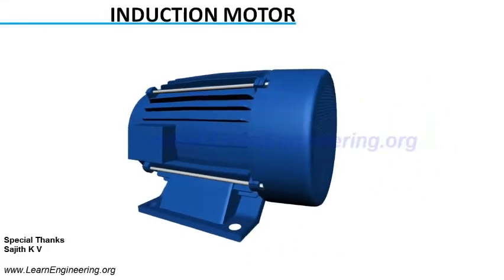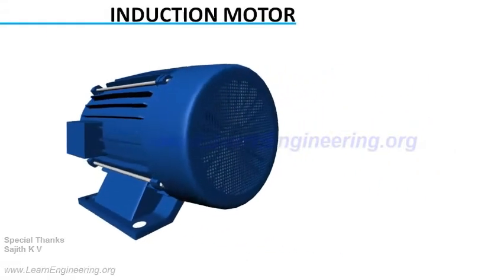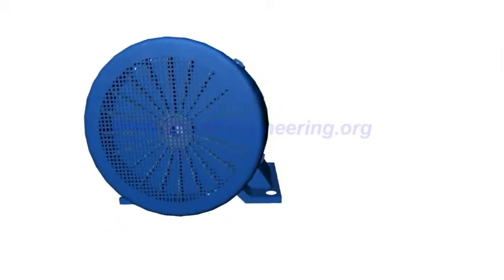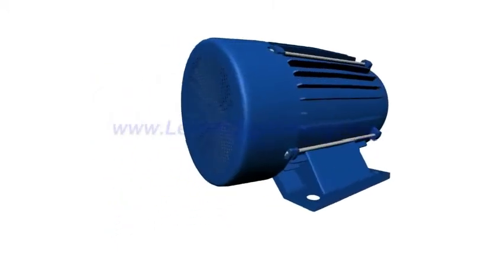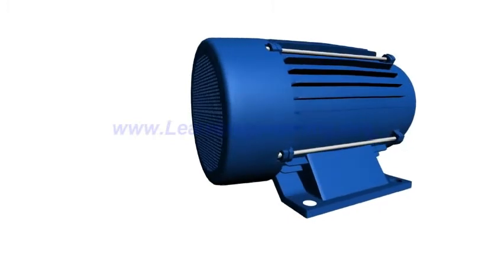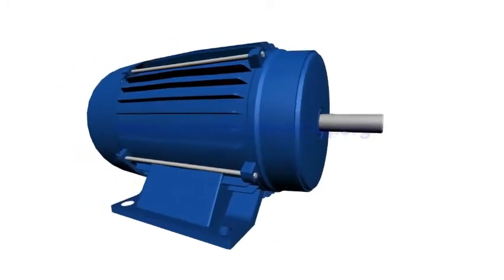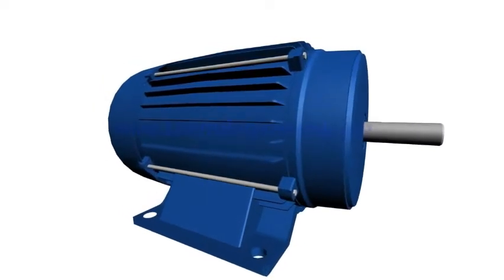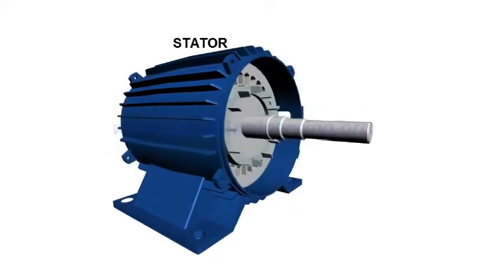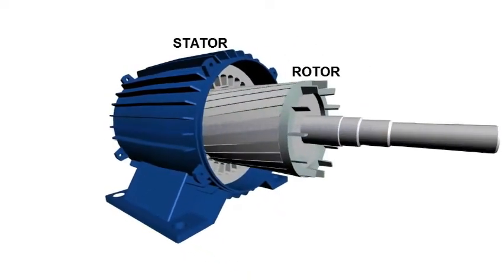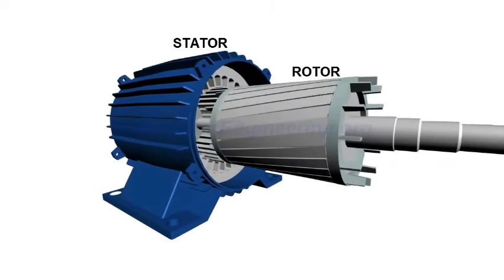Induction motors are the most commonly used electrical machines. They are cheaper, rugged, and easier to maintain compared to other alternatives. In this video, we will learn the working of a three-phase squirrel cage induction motor. It has two main parts, stator and rotor. Stator is a stationary part, and rotor is the rotating part.